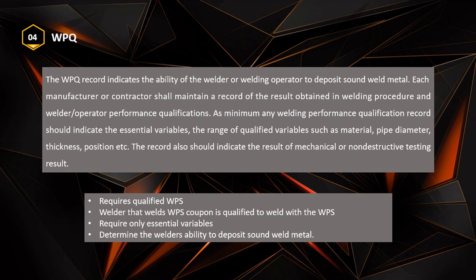As a minimum, any welding performance qualification record should indicate the essential variables, the range of qualified variables such as material, pipe diameter, thickness, position, etc. The record also should indicate the result of mechanical or non-destructive testing result.